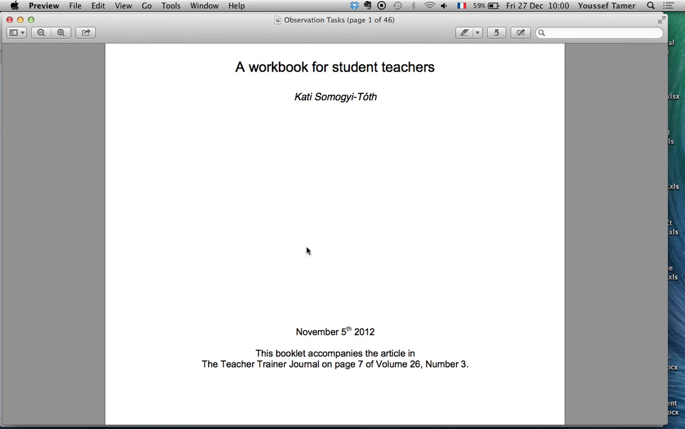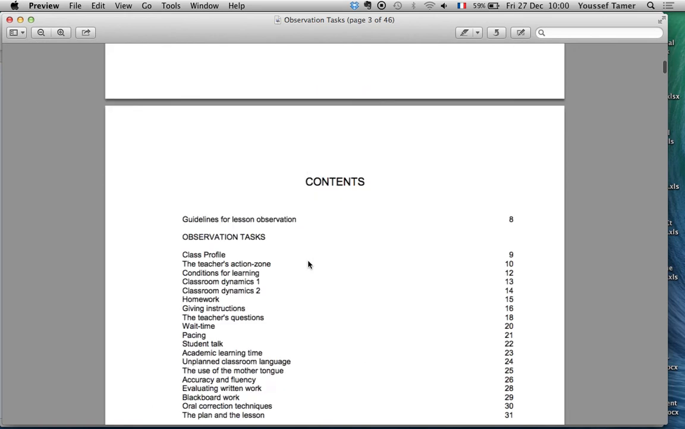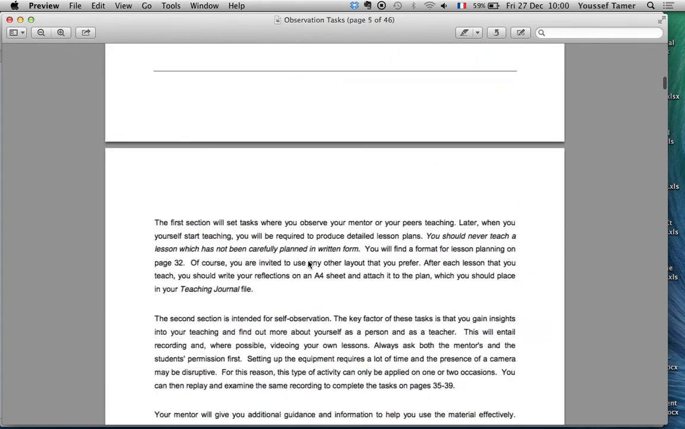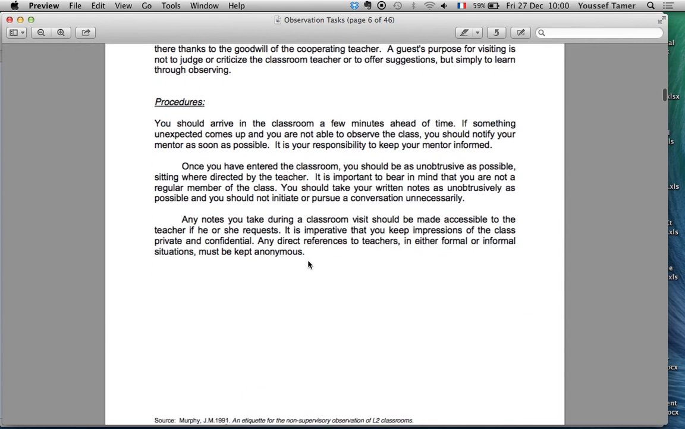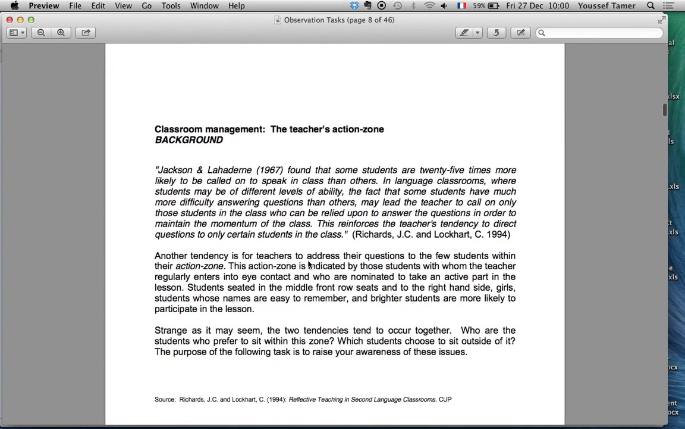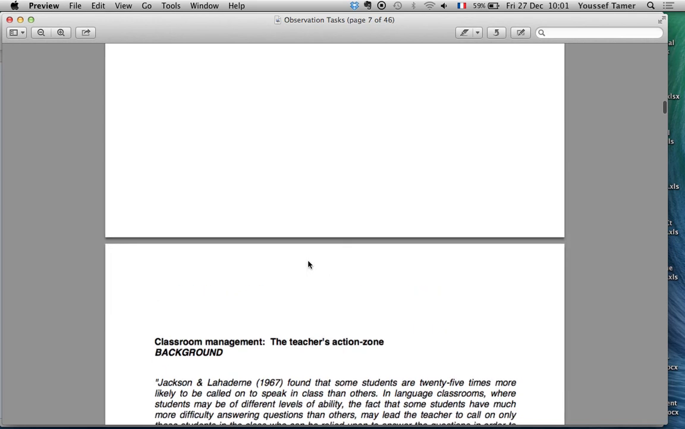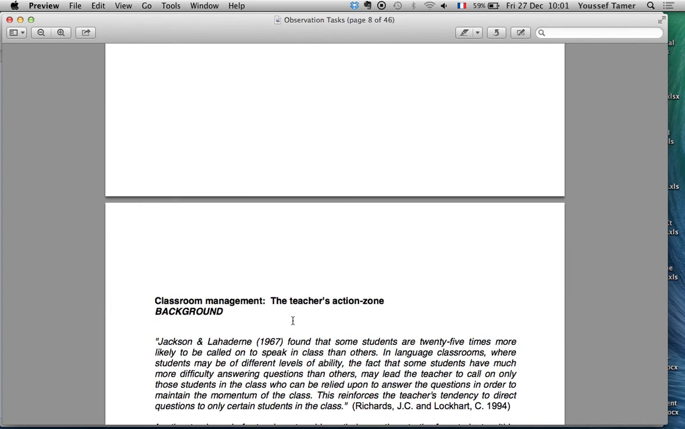But here I'm going to be very practical and talk about different types of observational tasks and what you could focus on using each kind of observational task. So classroom management. You can see that it is organized depending on classroom management, teaching skills, interaction, feedback, evaluation. You can have observational tasks referring to each category, right?